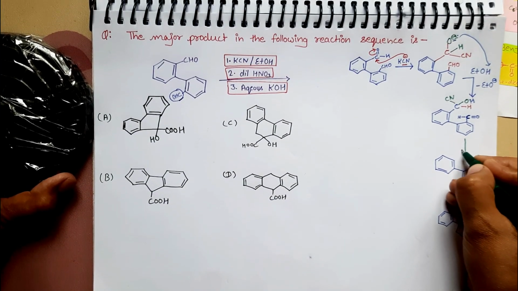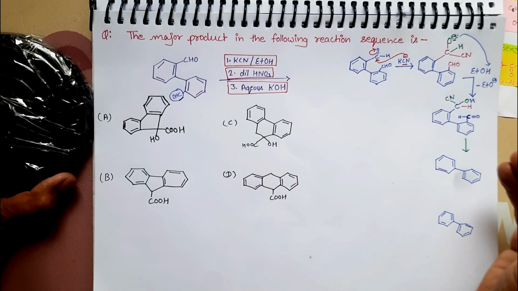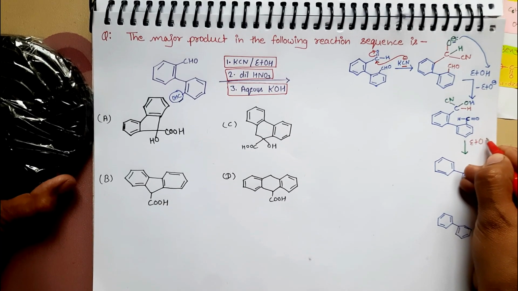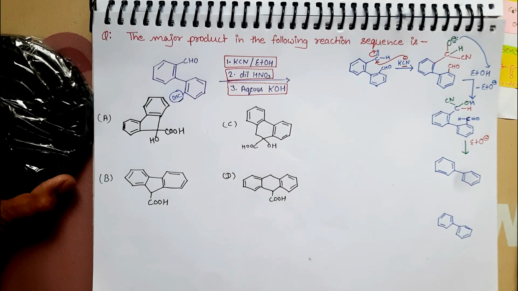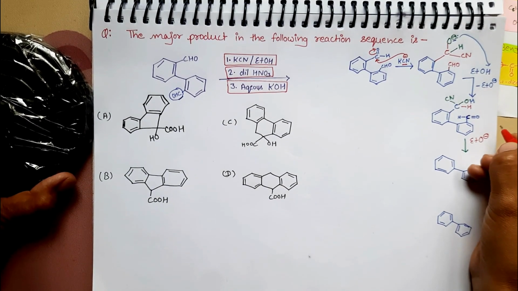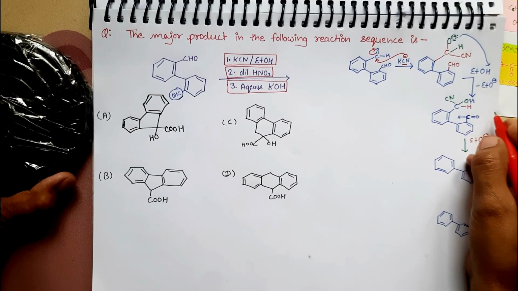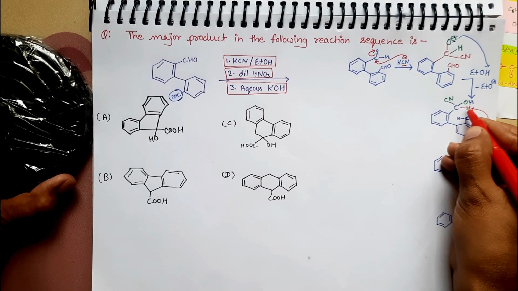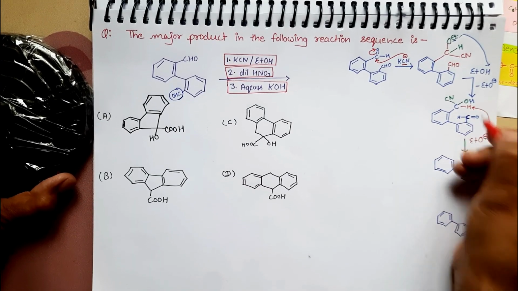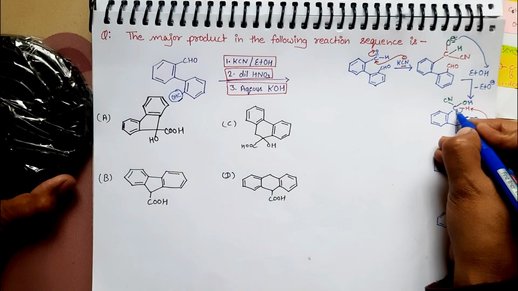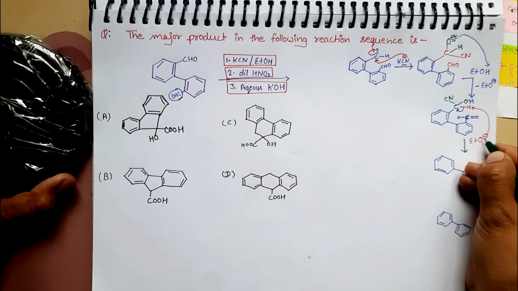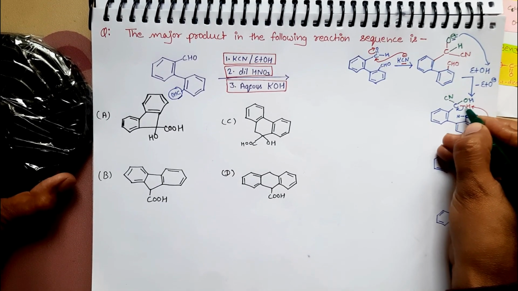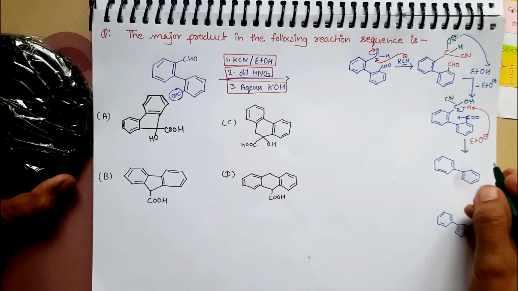In the next step, what happens? This ethoxide ion's oxygen electrons attract this hydrogen and bond with it, and the carbon hydrogen bond electrons shift to this carbon atom. So what do we get?